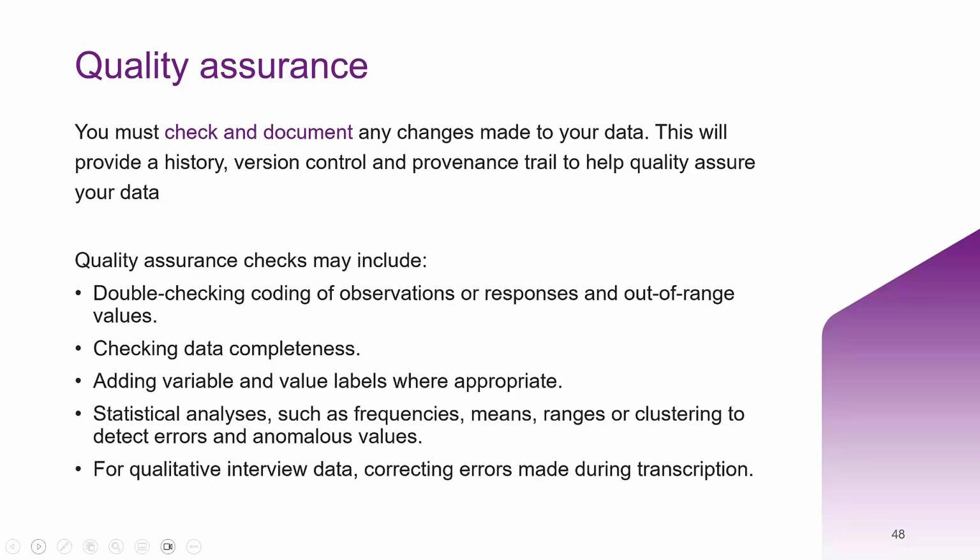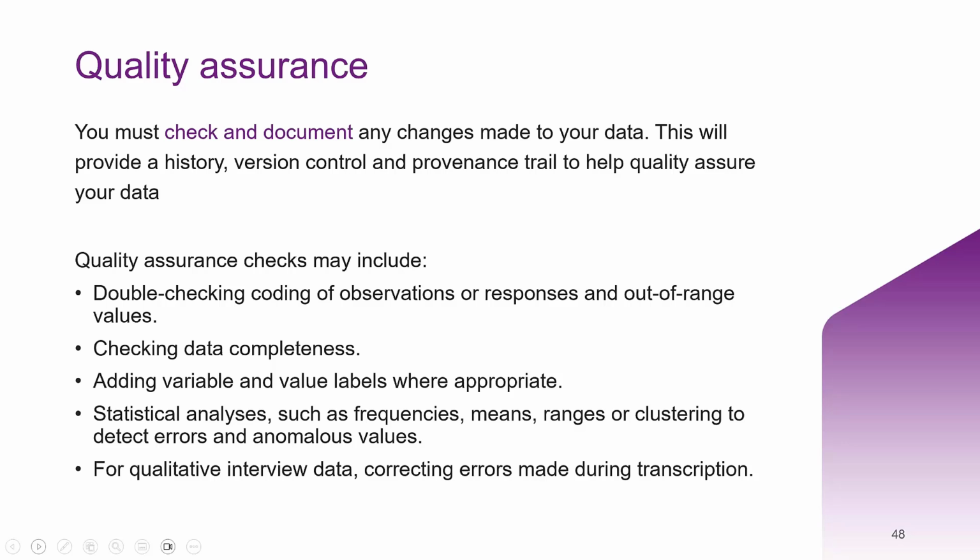When it comes to quality assurance, it's really important to also document the changes that you've made to the data. This does provide a history. It's really fantastic for version control. So what changed from version 3 to version 4 and from version 4 to version 5 and so on. And it also provides this provenance trail.